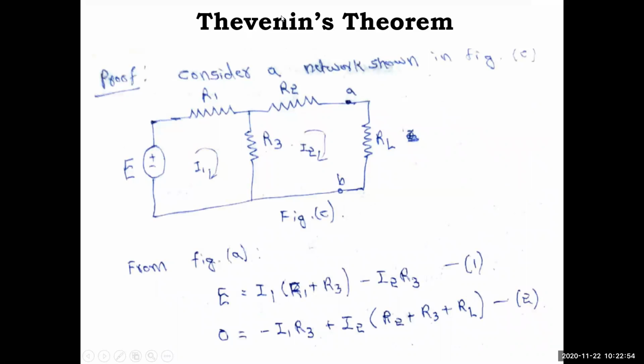So consider a network shown in figure C. Two figures we have already seen, so figure C I will make. This is a voltage source. I have one voltage source E, and there are three resistors connected, R1, R2 and R3.